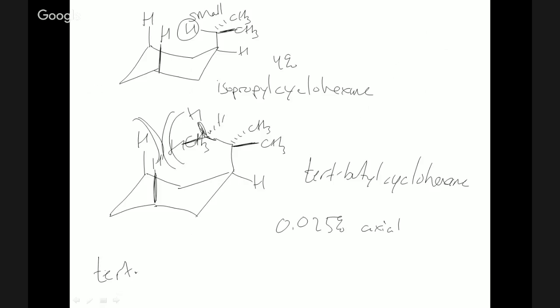Take-home message is the tert-butyl always goes equatorial, meaning that a methyl, ethyl, or isopropyl on another part of the molecule in a disubstituted system will prefer to be axial as opposed to a tert-butyl. Tert-butyl is never going to be axial if you have a choice. So we're going to see some disubstituted cases. Okay, so that's where we're going next. We're going to disubstituted.